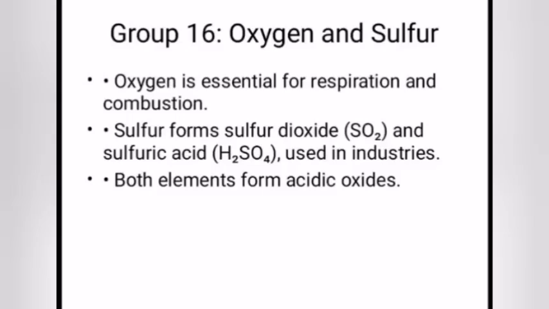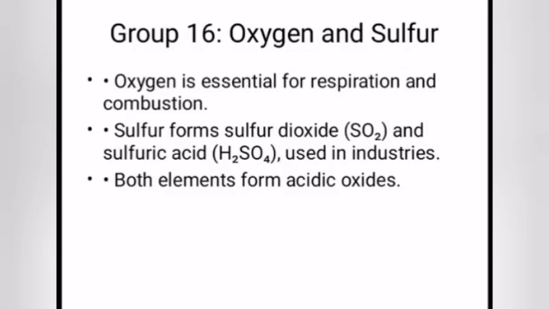Another member of that group where oxygen belongs is sulfur. Sulfur forms sulfur oxide when you burn it, and this sulfur oxide is used in the formation of sulfuric acid, which is called the workhorse. Sulfuric acid, H2SO4, is a very powerful industrial chemical. They use it in most industrial cases, that's why they call it the workhorse. So it is used in industries, and both of these elements form acidic oxides.